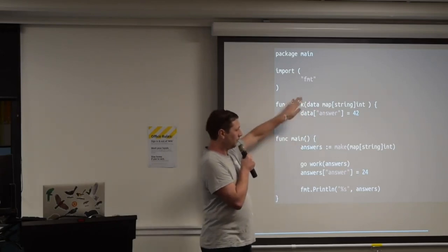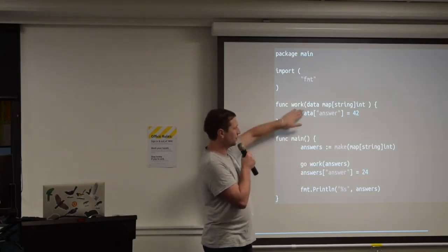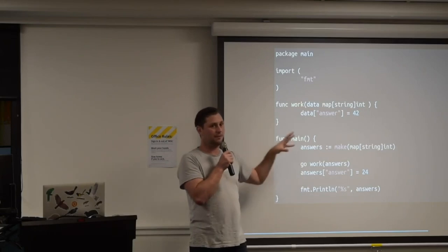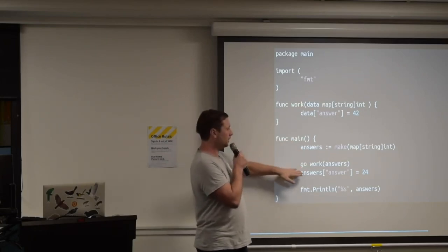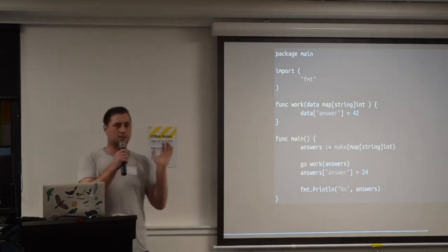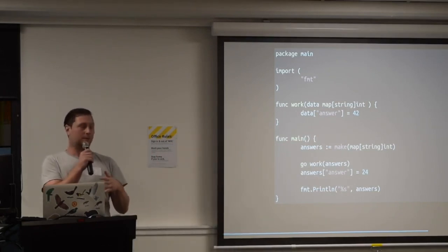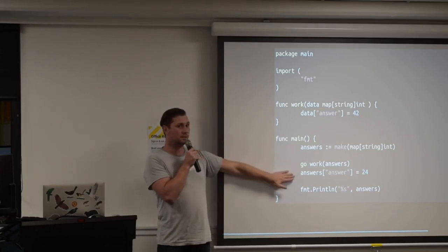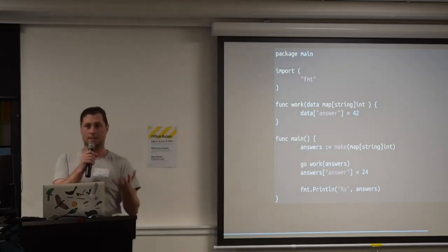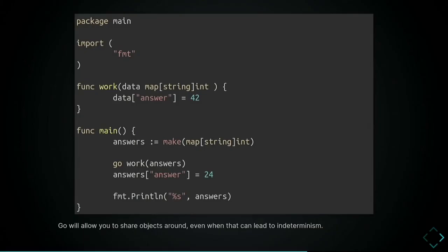So the problem is that we've got data up here and here, and this actually refers to exactly the same object in memory. It's non-deterministic whether the value is going to be 24 or 42. This is perfectly legal Go code. It will compile without warning and run, and most of the time it will probably print 24, but we do not know, and it's impossible to guarantee. It's impossible to know when it will be scheduled.